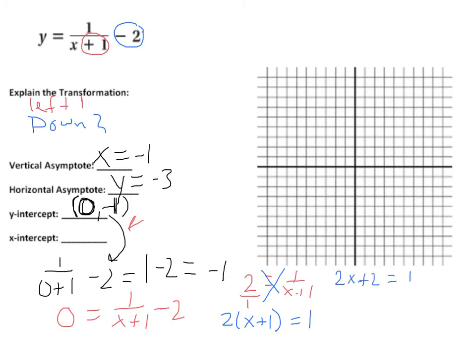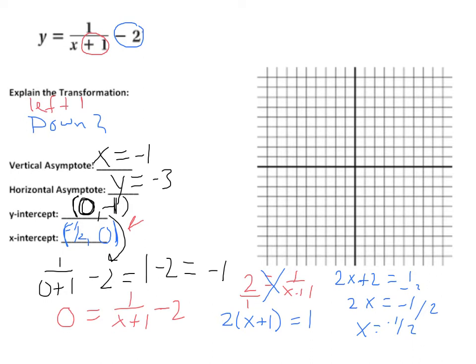Subtract 2 from both sides. 2x is equal to negative 1. Divide by 2. x is equal to negative 1/2. So for this point, I plugged 0 in for y, and I came out with negative 1/2.